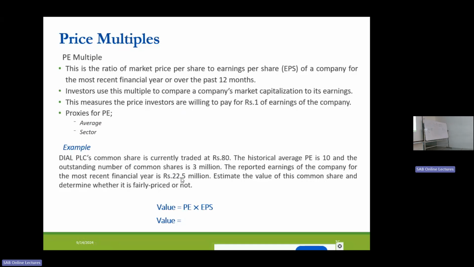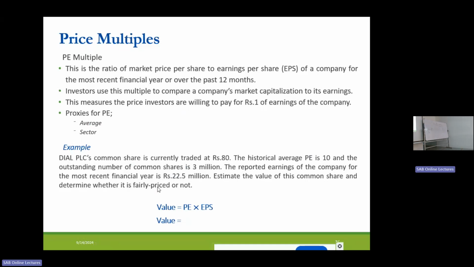22.5 million is the earnings, divided by 3 million shares. Then the current earnings per share is 7.5. Past price to earnings multiple is 10. So if you know these two pieces of information, you can calculate the value of the company simply as the past price to earnings multiple multiplied by earnings per share.